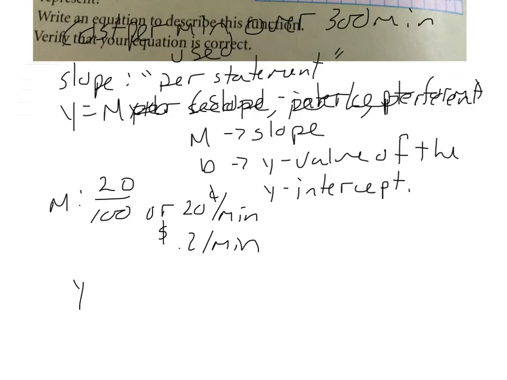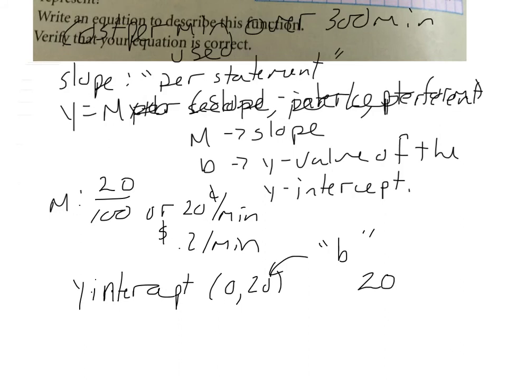Our y-intercept is 0, 20, or B is going to be $20. So now that means our equation would be y equals 0.2x plus 20.